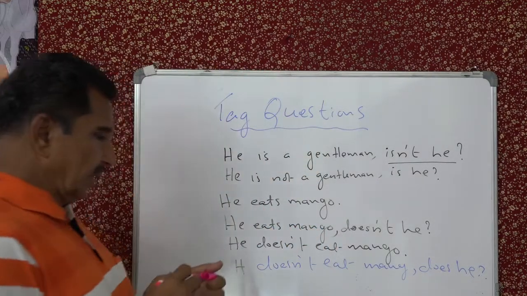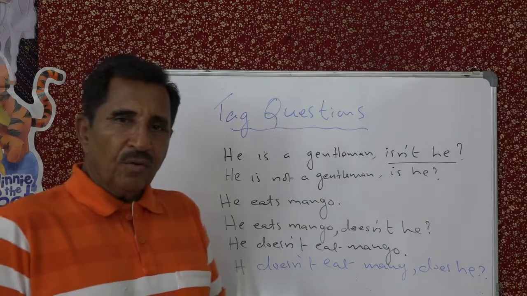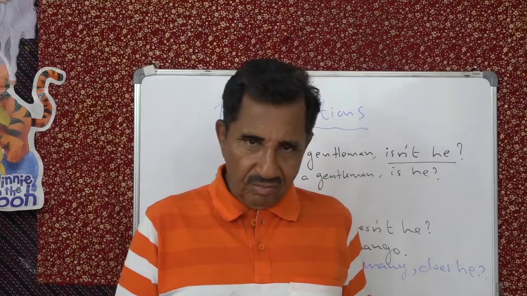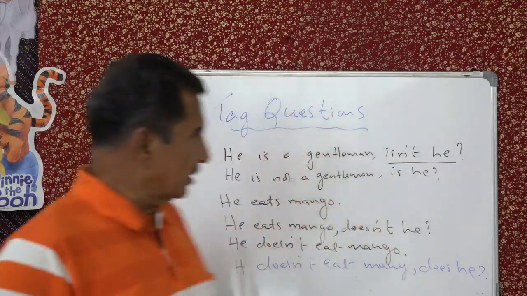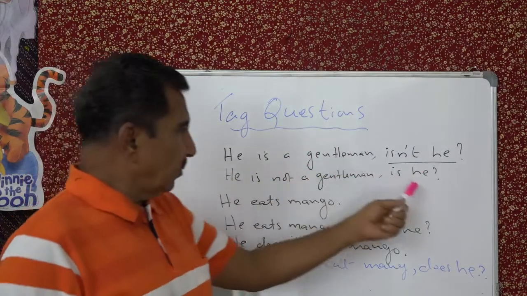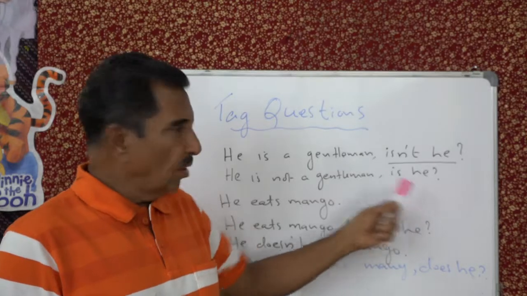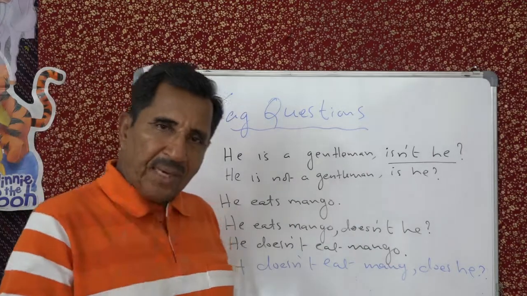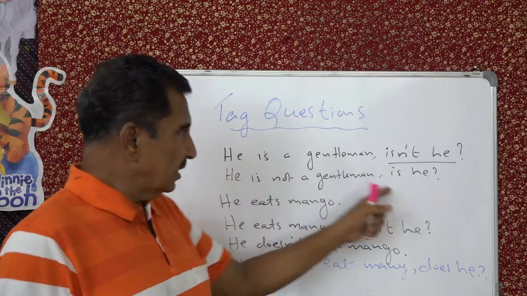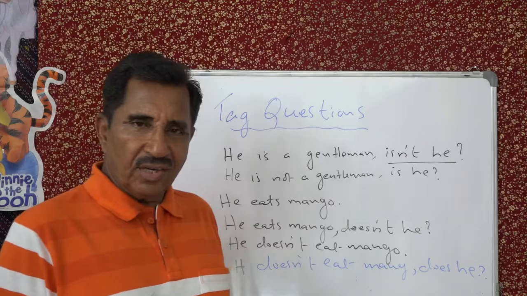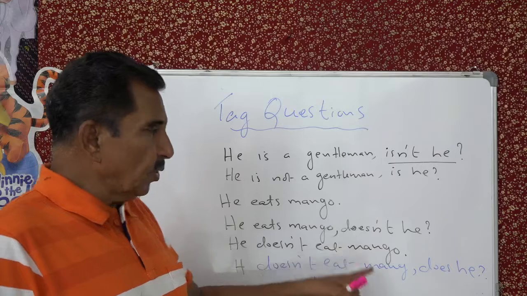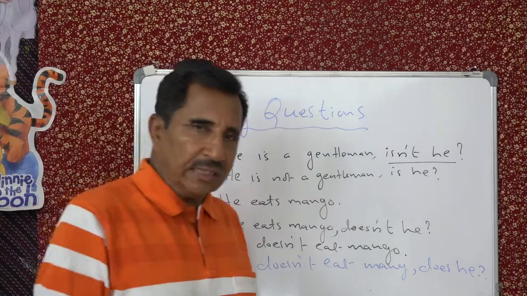So some things you can see now here. First and foremost, if the sentence is positive, the tag should be negative. You can see positive sentence, negative tag. Negative sentence, positive tag. Opposite. Auxiliaries repeat themselves in the tag. See, is, isn't; is not, is. Did you get the point? For full verbs, you have to use does, do, or did. If it is past tense, you have to use did.